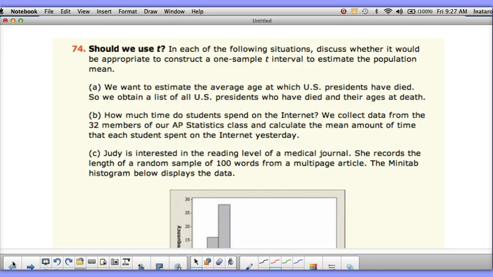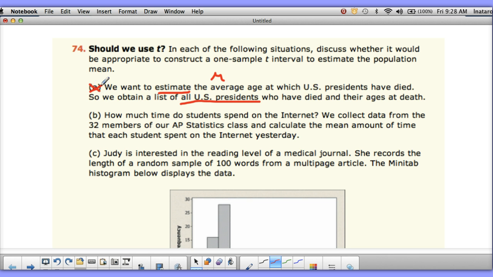When should we use T? So here are some situations. The first one, we want to estimate the average age at which U.S. presidents have died. So we obtain a list of all U.S. presidents who have died and their ages at death. Well, if I'm finding the age of all U.S. presidents, then I've done a census. There's no need to do an estimate. I actually could calculate the population mean mu. There's no reason we need to do a one sample T interval. So it's not appropriate there.